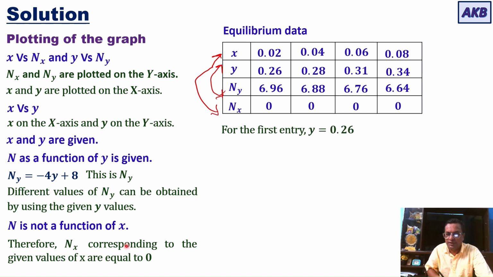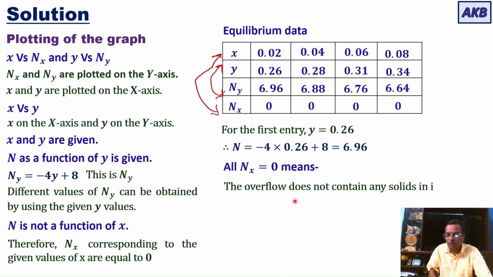For your understanding, I have shown calculations for the first entry. The first value of y is 0.26. In that case, Ny will be equal to minus 4 into 0.26 plus 8, which comes out to be 6.96, and all Nx is equal to 0. The meaning is that the overflow does not contain any solid in it. And in that case, the x versus Nx curve will correspond to the x-axis because all Nx are 0. I hope you are understanding the concept. Okay, now let us move ahead. The x versus Nx curve coincides with the x-axis, as I just told you.